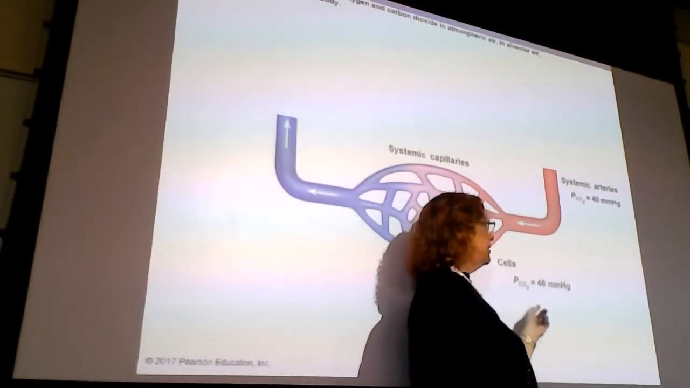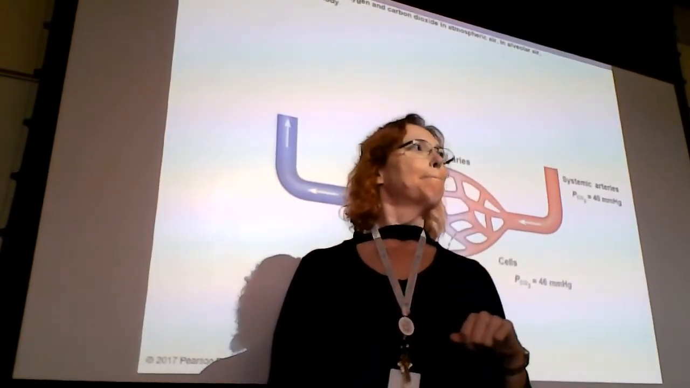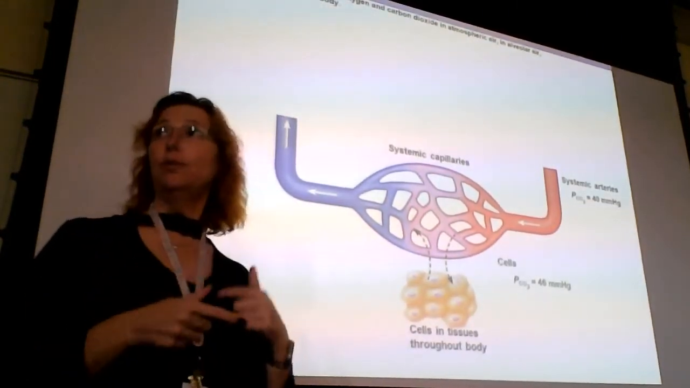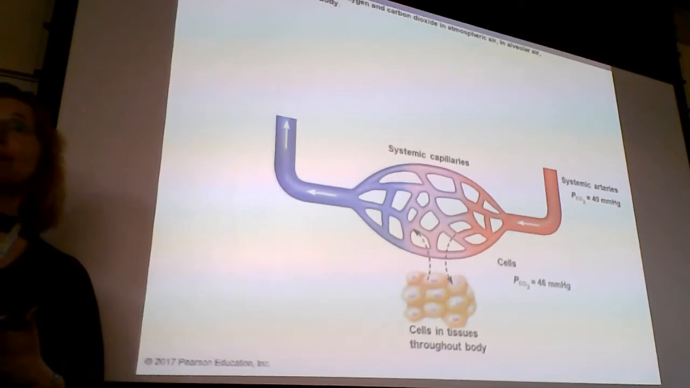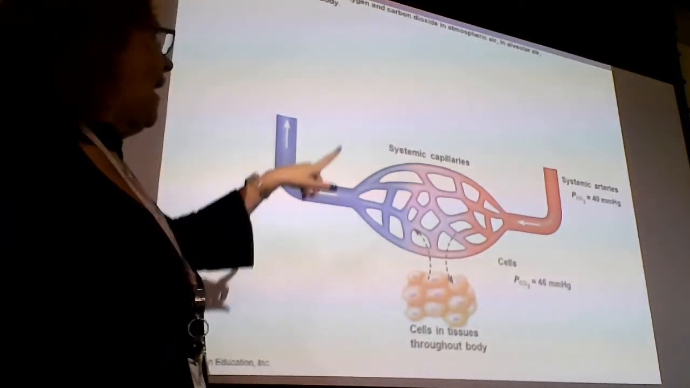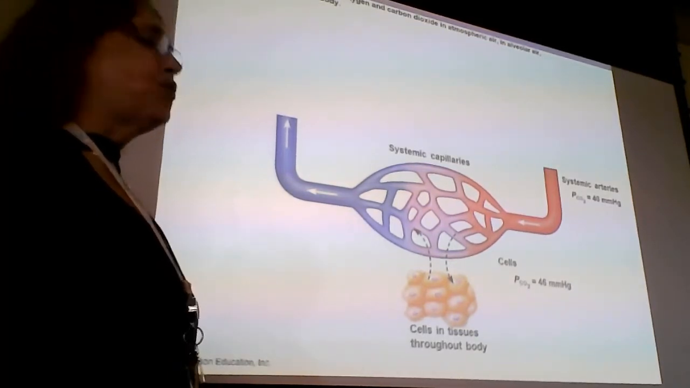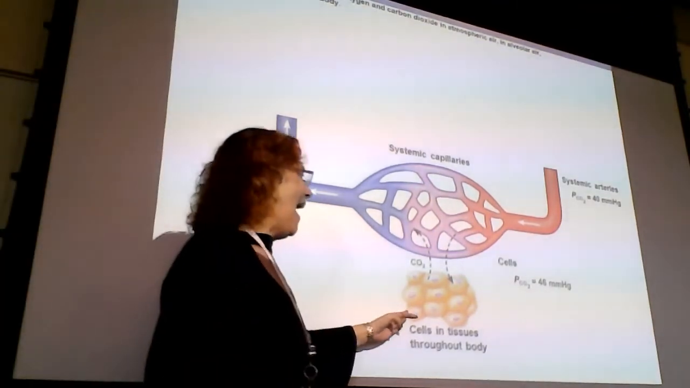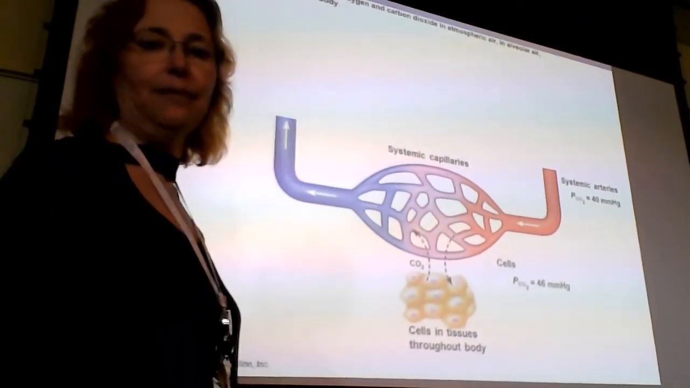The PCO2 in my cells is 46. How come? Because CO2 is being produced as O2 is being consumed. That's the byproduct, as Ashley said, of cellular respiration. Okay? So I'm coming in with a PCO2 of 40. The PCO2 in my cells is 46. So how's CO2 going to move? Down its pressure gradient, out of the cells into my systemic capillaries, right?